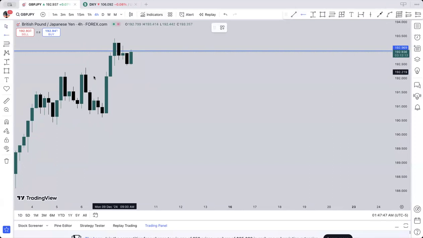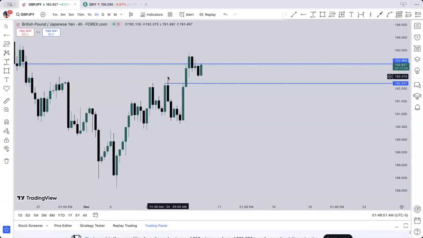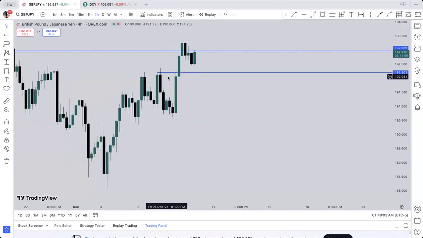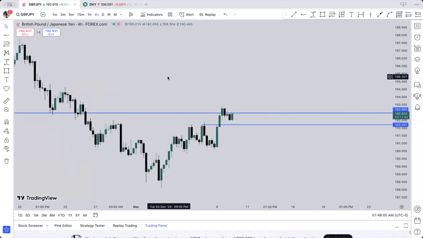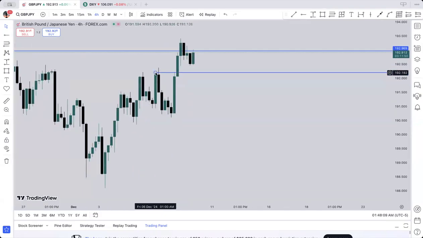So this looks like a breakout to me. I feel like price can still push much higher, because price respects breakouts very, very well on GBP. You know what I'm saying? So we have this breaker high.